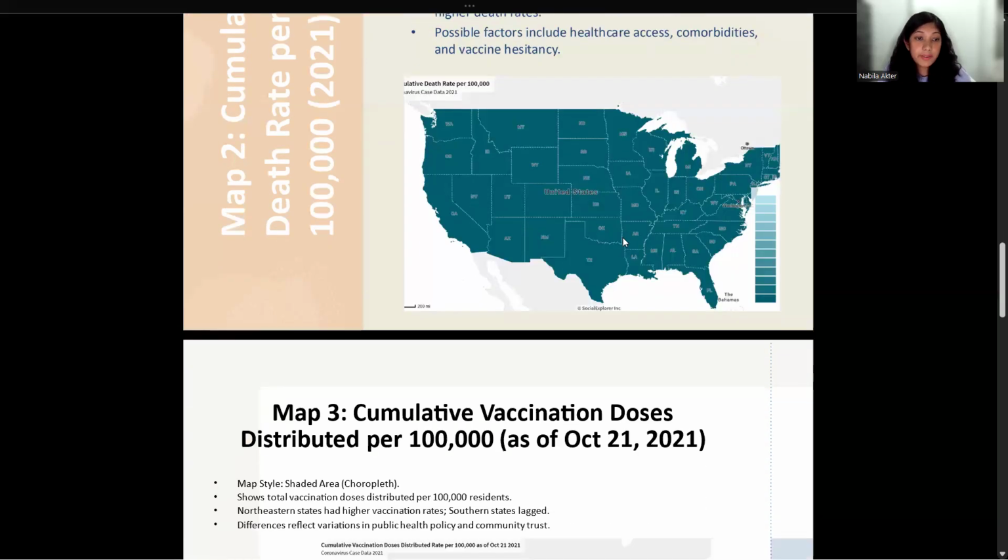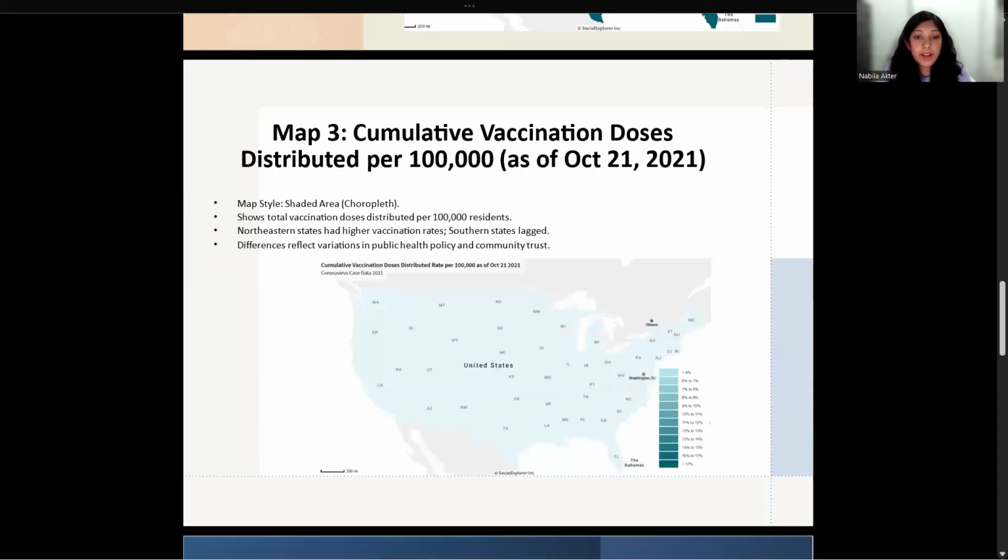Here is my slide 5, Map 3: cumulative vaccination doses distributed as of October 2021. This third map visualized cumulative vaccination doses distributed per 100,000 residents, again using a shaded area map. Here we see the northern states like Vermont, Massachusetts, and Connecticut with the darkest shade, indicating higher vaccination coverage.